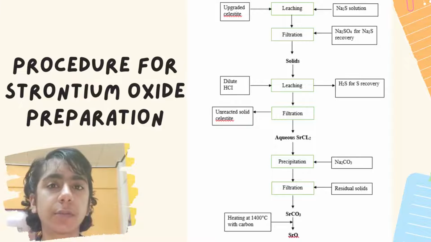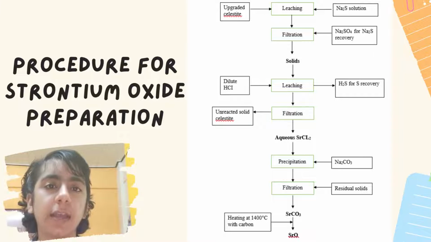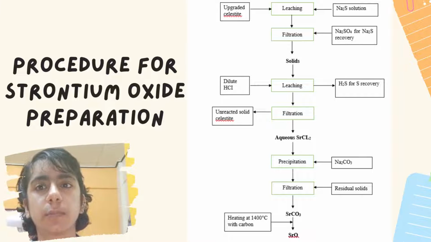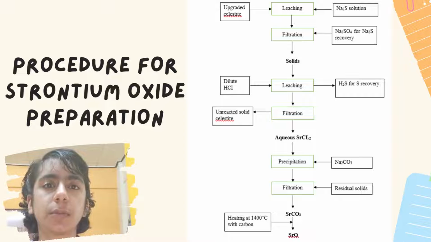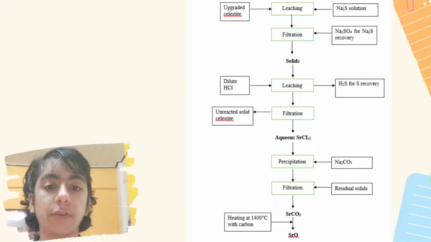For the procedure for strontium oxide preparation, the figure shows the leaching of celestite with sodium sulfide at 20 degrees Celsius in order to prepare sodium sulfate. Then dilute hydrochloric acid is used for the acid leaching of sodium sulfate to form strontium chloride. The aqueous solution of strontium chloride reacts with sodium carbonate solution for the precipitation of strontium carbonate. The strontium oxide produced is of high purity.